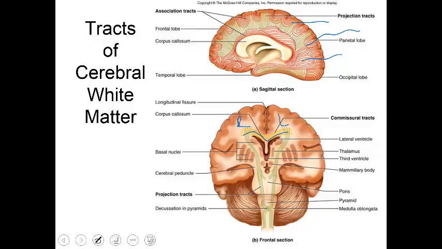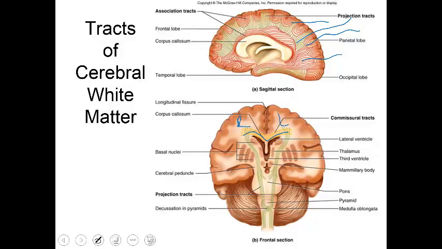And next are projection tracts. The tracts here in green are the projection tracts. They connect the lower cerebral areas to areas within the cerebral cortex. So they project outwards and upwards.